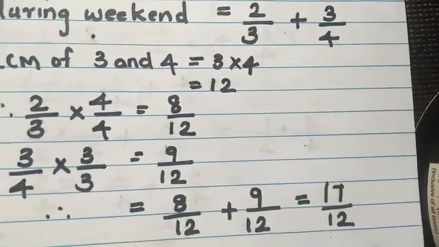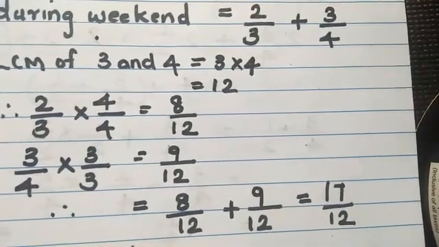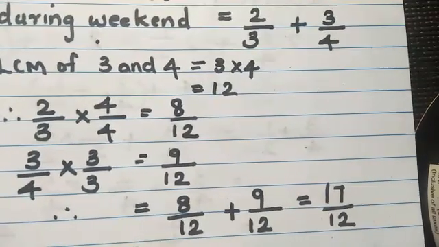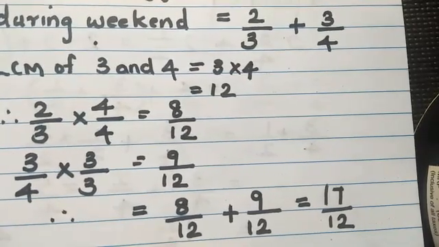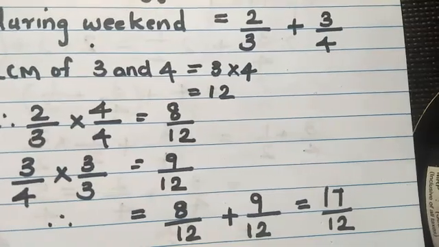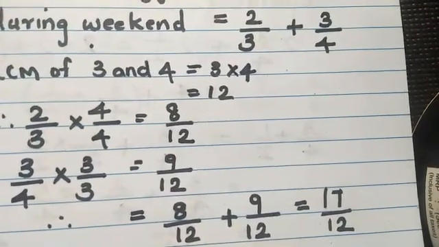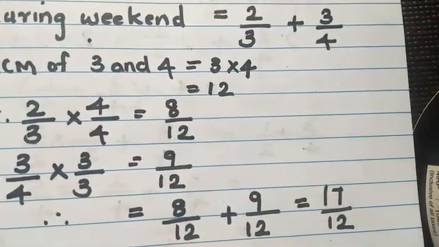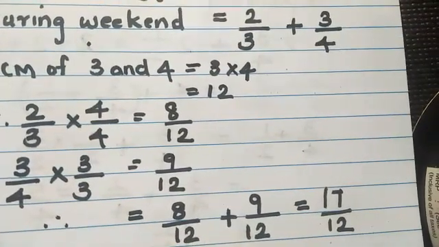The last answer should be in the form of a mixed fraction or in the lowest form of fraction. If it is an improper fraction, we have to convert it into a mixed fraction. If it is a proper fraction, we have to convert it into lowest form. Here 17 by 12 is an improper fraction, so we have to convert it into a mixed fraction.